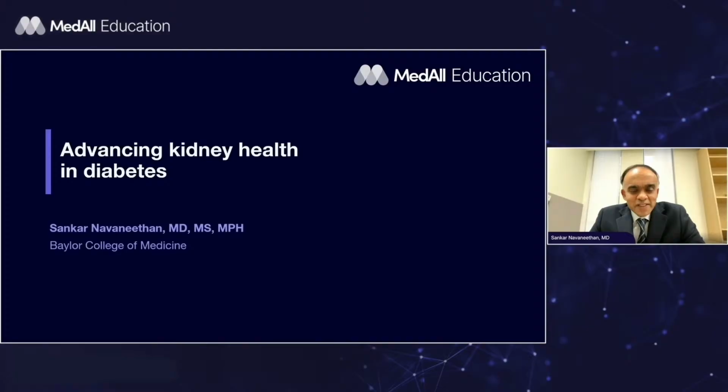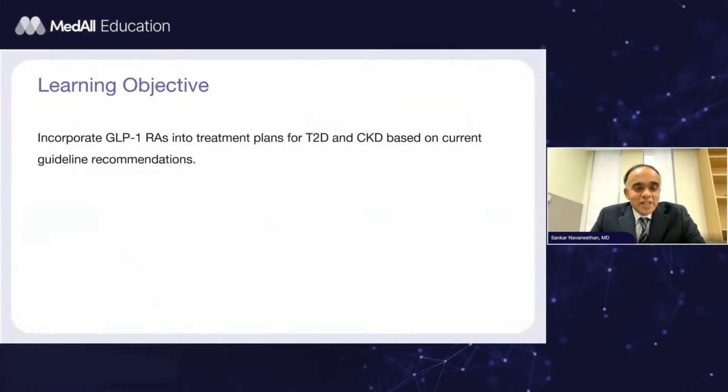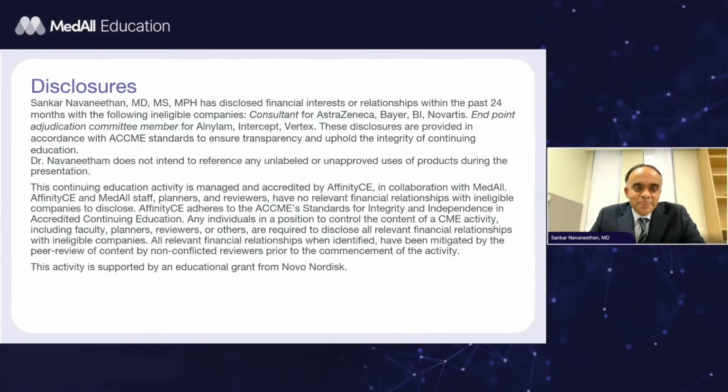Good evening, everyone. So this is Sankar Navaneethan, a professor of medicine at Baylor College of Medicine. I will now address the second learning objective of the evening. The focus is going to be how best to incorporate GLP-1 RAs into treatment plans for type 2 diabetes and CKD based on the current guideline recommendations. Here are my disclosures. These were shown earlier.